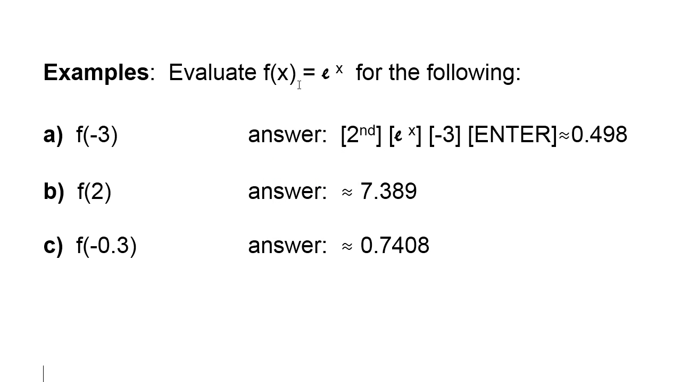If you're told to find values for a natural exponential function, there is a button on your calculator for e. So you could type the button e, then the caret, and then the number. Or there's also a function, if you hit second e to the x, that automatically puts e in your base, and then the number that follows is your exponent, and then hit enter.